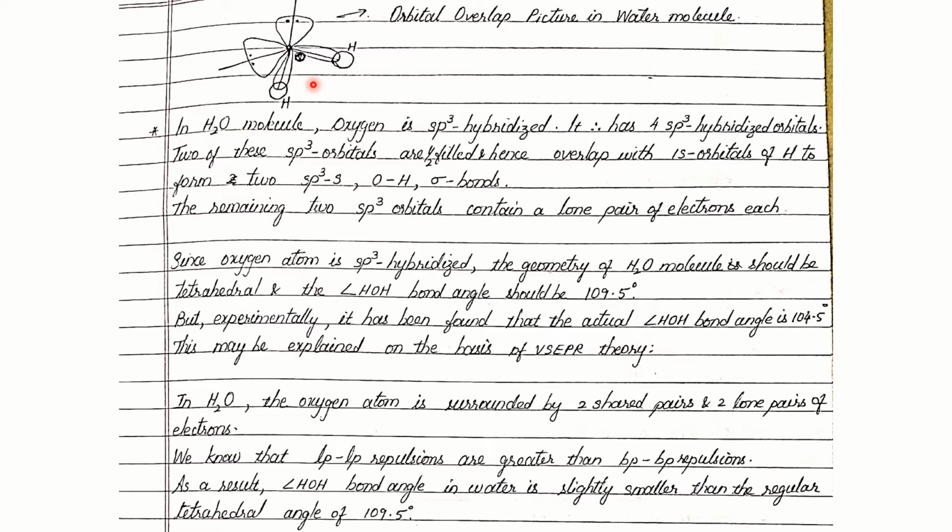In water, the oxygen atom is surrounded by two shared pairs and two lone pairs of electrons. And we know the lone pair repulsion is greater than lone pair bond pair repulsion, which in turn is greater than the bond pair repulsion. As a result, the HOH bond angle in water is slightly smaller than the regular tetrahedral bond angle of 109.5 degree. Clear? So this is how water gets its bent shape.